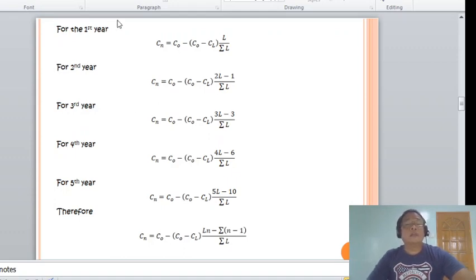So, actually, the derivation is quite longer, but it was only presented in this very short form. Okay, so therefore, the value now for Cn is equals to Co minus Cl, L multiplied by n minus summation of n minus 1 over summation of L. So that is, class, the derivation of the formula. Okay.